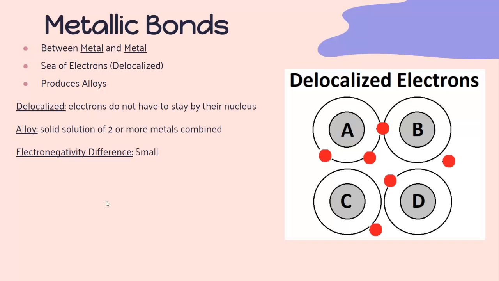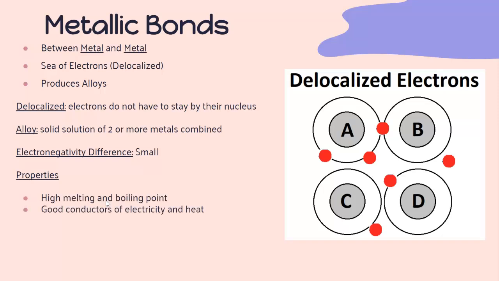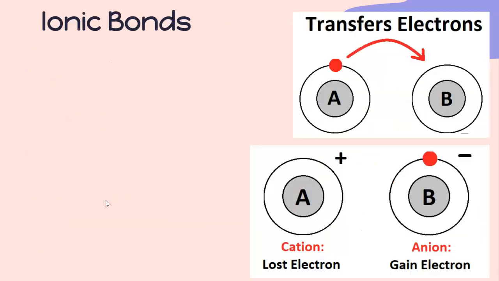The electronegativity difference between the 2 elements is going to be small, and the properties of a metallic compound are high melting and boiling points. They're good conductors of electricity and heat, and they're shiny. Examples of a metallic compound are steel, brass, sterling silver, and 14-karat gold.